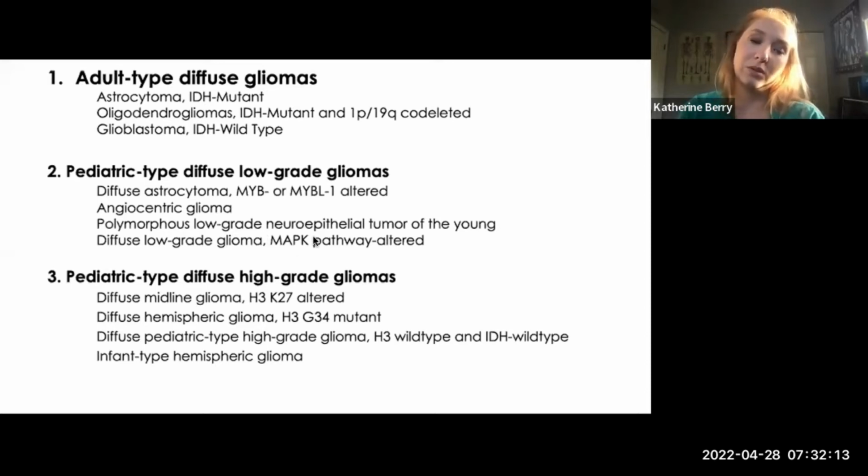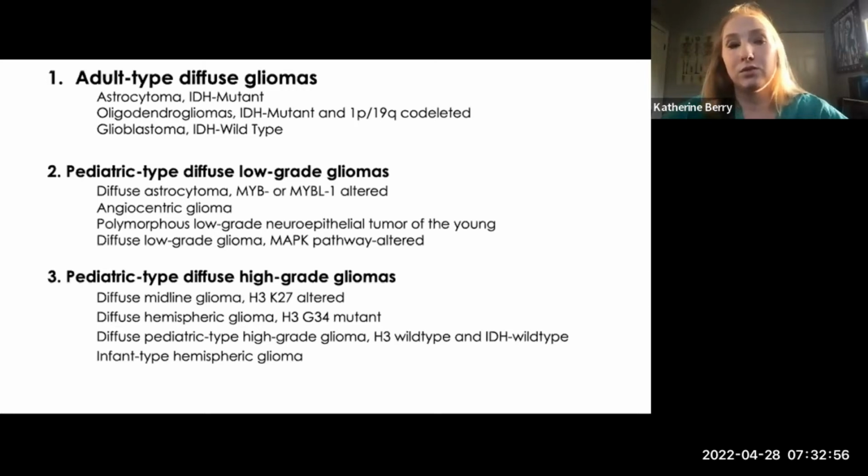Then of course, for the pediatric ones, there's a new diagnosis, which was not present in prior WHO guidelines, called diffuse astrocytoma with MYB or MYBL1 altered gene. This is basically a finding of adult type tumors, or pediatric type tumors, that can be diffuse but behave more benign. And then angiocentric glioma, which is also a new diagnostic category, polymorphous low-grade neuroepithelial tumor of the young, I didn't even go into here. And then diffuse glioma with the MAPK pathway altered.